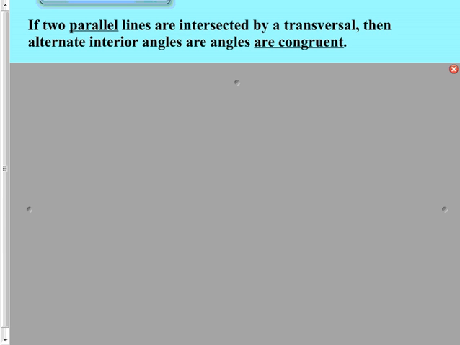Okay, now same basic rule, so you can probably abbreviate your notes just a little bit. But now we're talking about alternate interior angles. If two parallel lines are intersected by a transversal, that's the way all of these rules are going to start today, then your alternate interior angles are also going to be congruent.